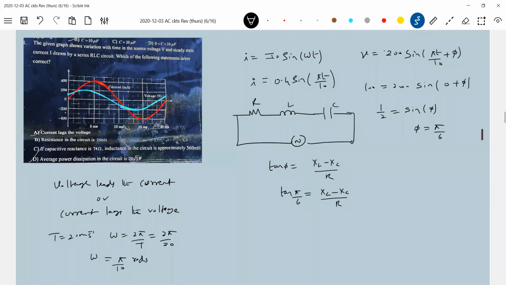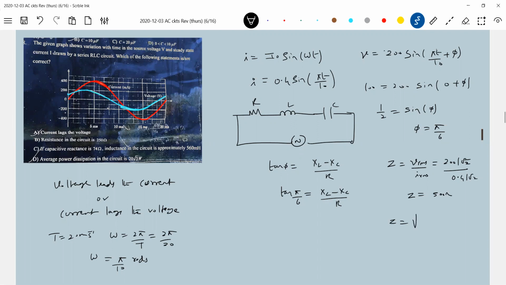Now, do we know the impedance of the circuit? We know VRMS and IRMS. So the impedance equals the applied voltage VRMS by IRMS. What is VRMS? 200 by root 2. What about IRMS? 0.5 by root 2. So the impedance is 500 ohm.